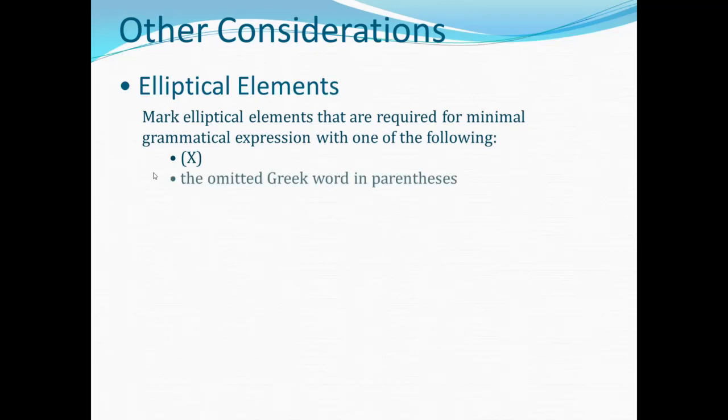You either do that, or you go ahead and put the omitted Greek word in parentheses. If you know exactly what Greek word would be used, if it had been used, then go ahead and put that Greek word in parentheses. If you're not quite sure what the Greek word would be, but you can represent it in English, then just put an English translation of that omitted word in parentheses. But in each case, you use parentheses to show that this is an inserted element, not one actually expressed in the sentence.